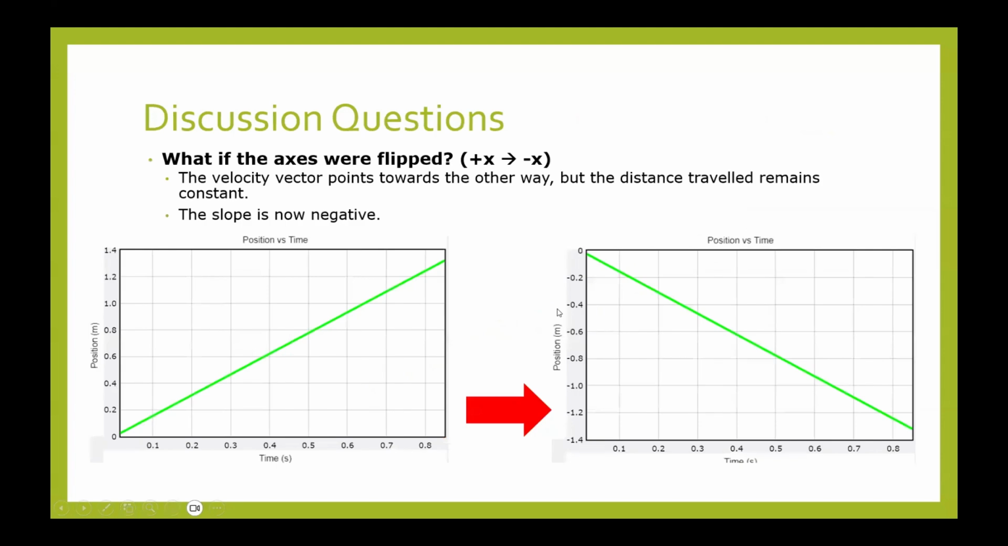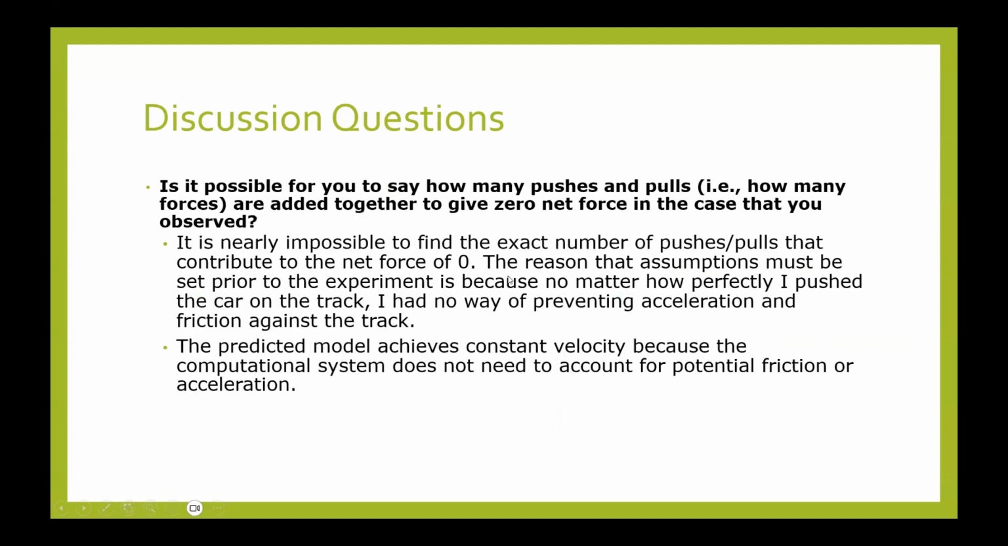So in terms of the discussion questions, what if the axes were flipped? All it is basically saying is that the velocity vector points the other way, and as you can see, the distance traveled remains the same, but the slope is now negative. In terms of how many pushes or pulls, it is nearly impossible to find the exact number of pushes or pulls that'll contribute to a net force of 0.